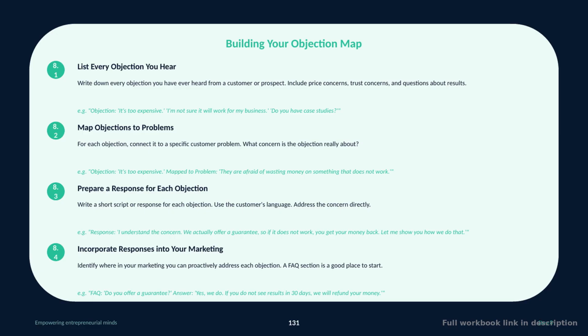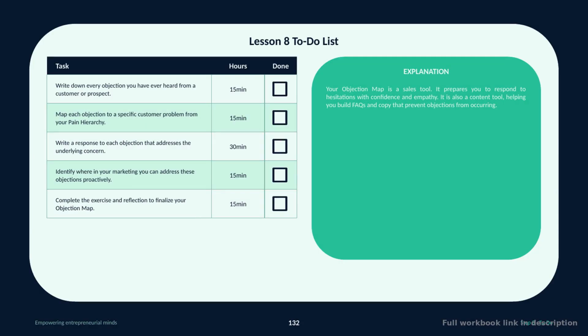Pause the video and complete these 4 steps. Your to-do list. First, write down every objection you have heard. Second, map each objection to a specific customer problem from your pain hierarchy. Third, write a response to each objection.